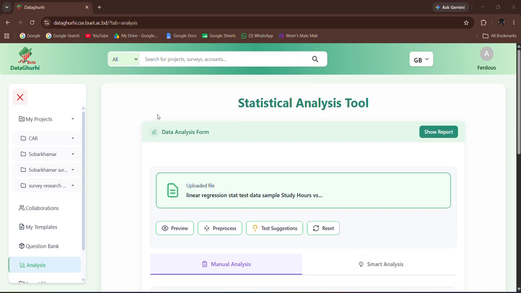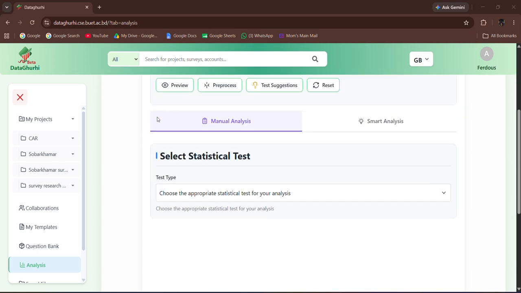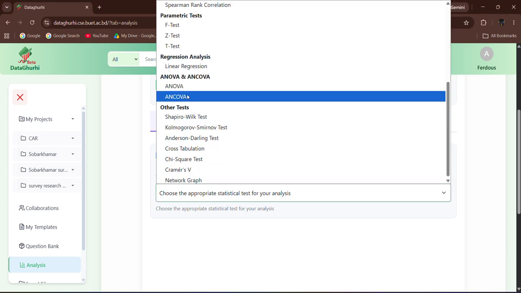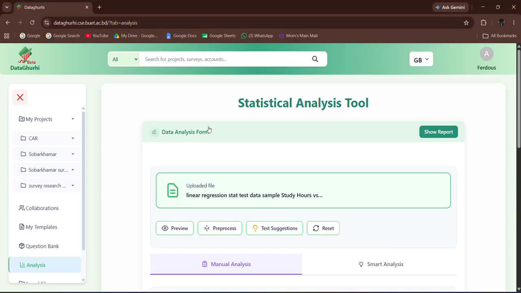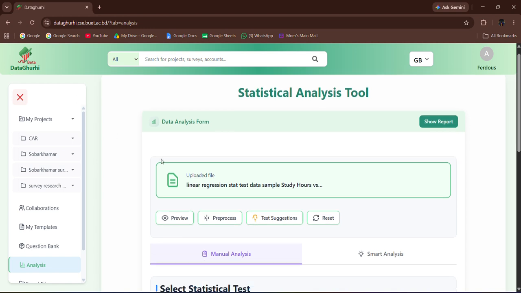Statistical analysis test, linear regression. Here from our statistical analysis tool of Dataghurhi.